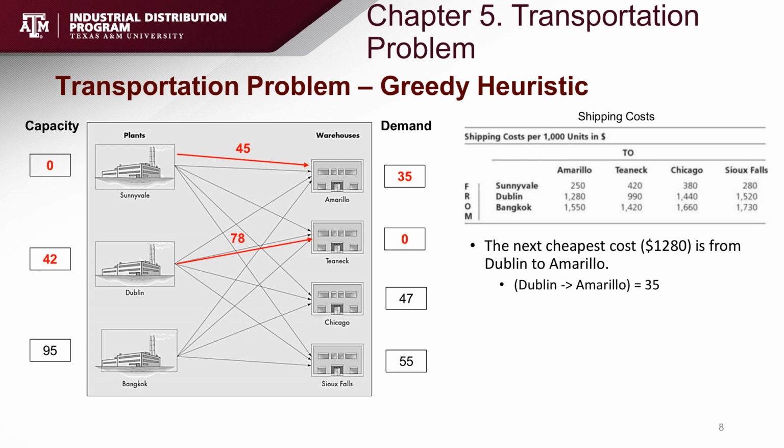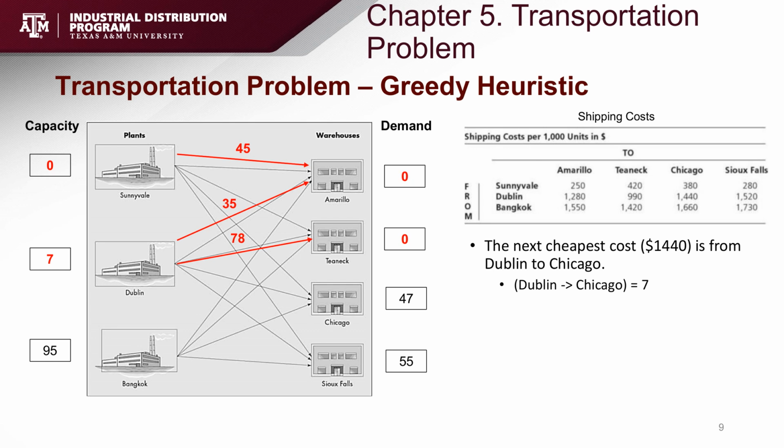Okay, next cheapest available cell, that's Dublin to Amarillo at $1,280. Amarillo still needs 35 and Dublin has 42 left. We ship the smaller, basically 35. Now Amarillo's satisfied, demand hits 0, and Dublin is down to just 7 units of capacity remaining. See the pattern? Every single step we just take the minimum of what's left.